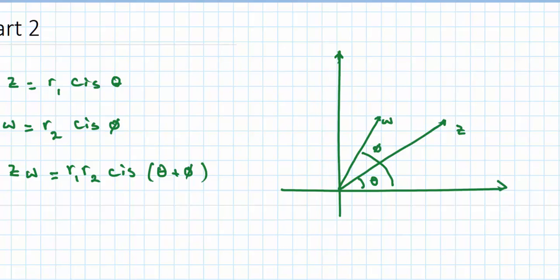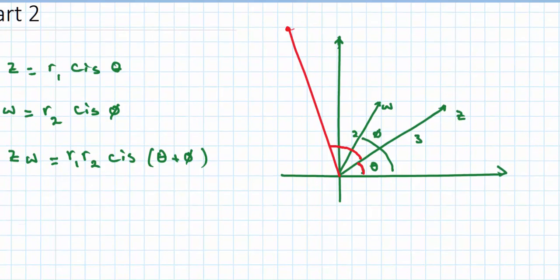So we multiply the lengths of those two vectors. So for argument's sake, if this was 3 units long and this vector was 2 units long, then the new vector would have a length of 6 units, and we add those angles together. So it's theta plus phi. And so the resultant vector would be a vector which has an angle of theta plus phi and the length of 6 units.